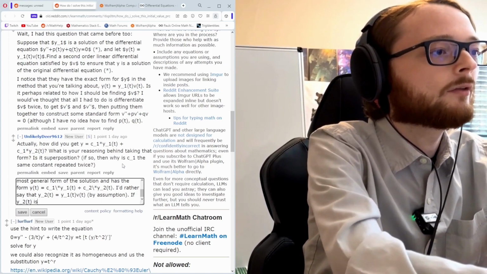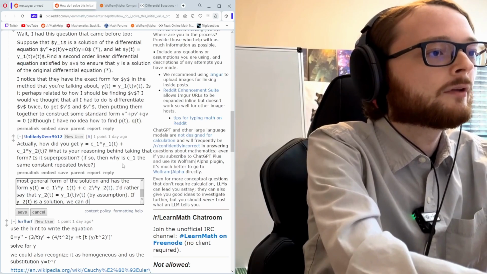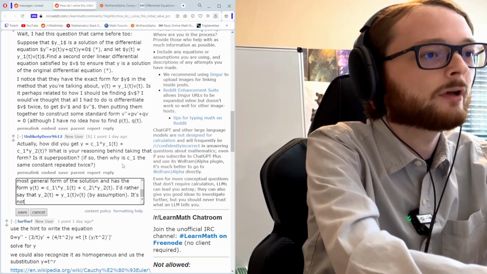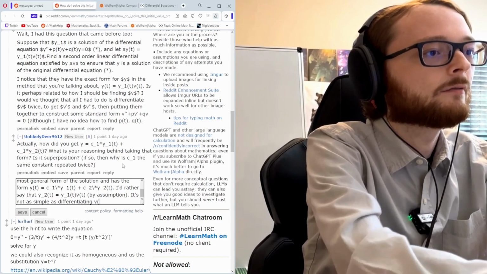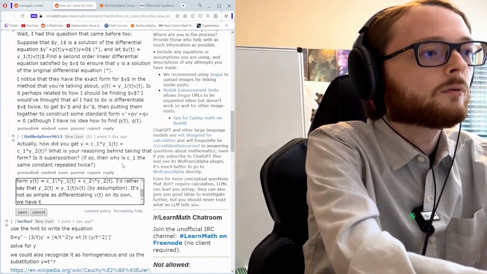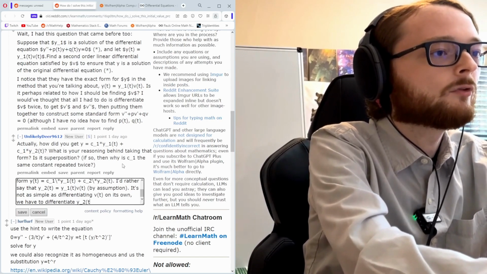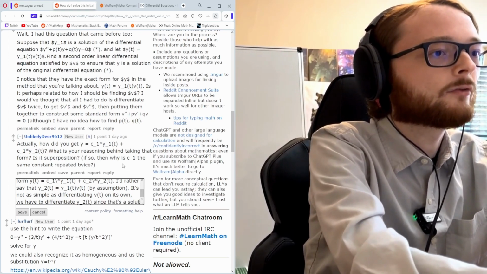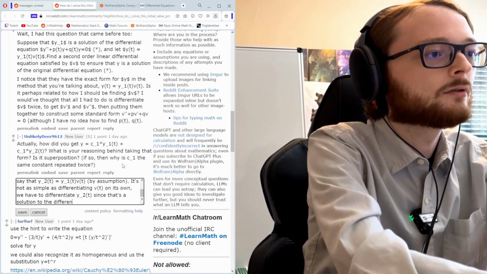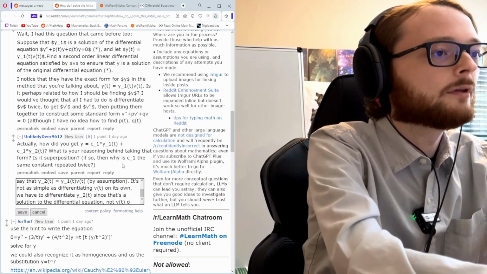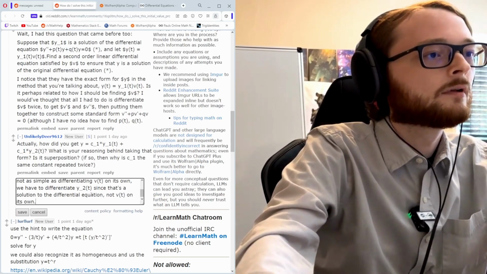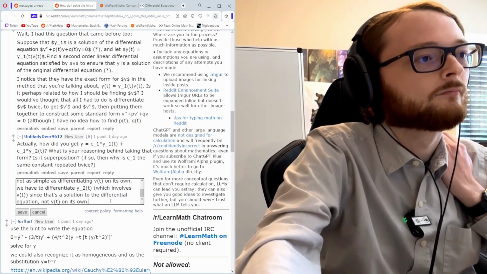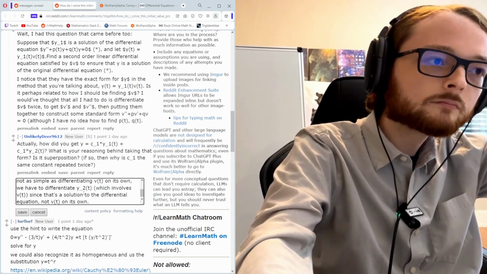If y sub 2 of t is a solution, we can differentiate it, or it's not as simple as differentiating. I should be more direct in answering that question. It's not as simple as differentiating v of t on its own. We have to differentiate y sub 2 of t, since that's the actual solution to the differential equation, not v of t on its own. y sub 2 of t, which involves v of t. Okay.